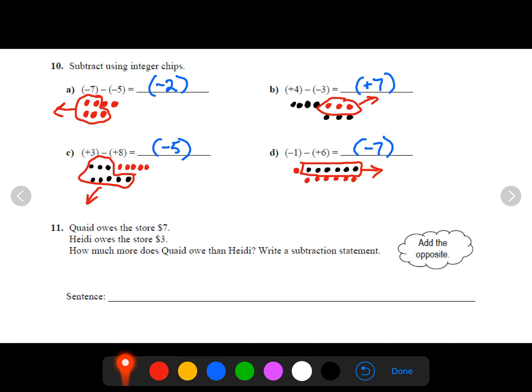Question 11. Quaid owes the store $7. Heidi owes the store $3. How much more does Quaid owe than Heidi? Write a subtraction statement. Well, he owes $7. She owes $3. How much more does he owe? Well, we're comparing the two, so we can do a subtraction.